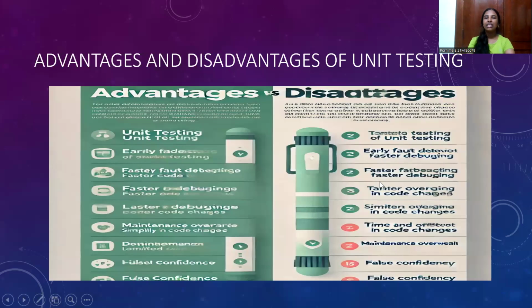Now, advantages and disadvantages of unit testing. Unit testing detects bugs early, and it is not cost free, but the cost is minimal, something we can easily bear. Those are the advantages. Coming to the disadvantages, although debugging is faster, it is mainly used only for small code, and we can't apply it to larger code.